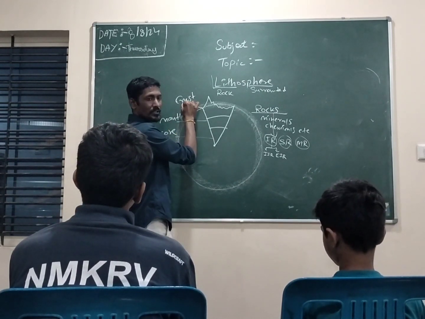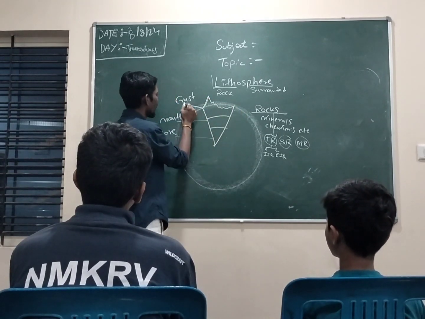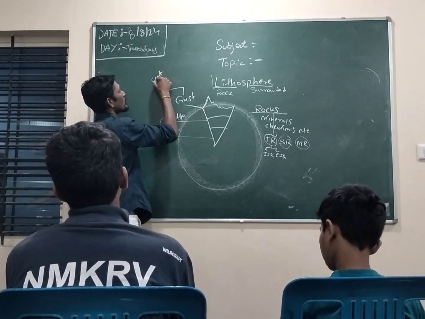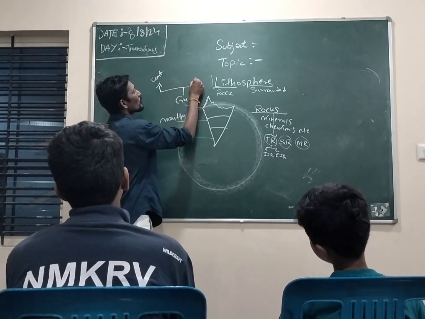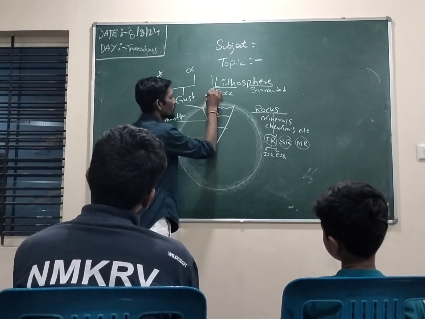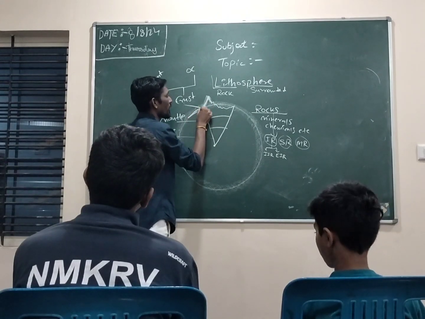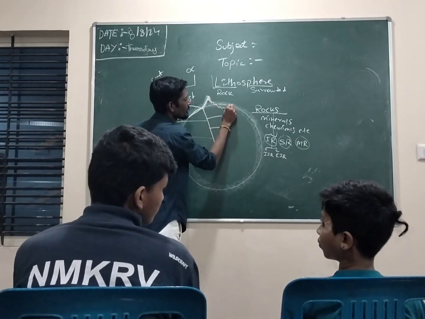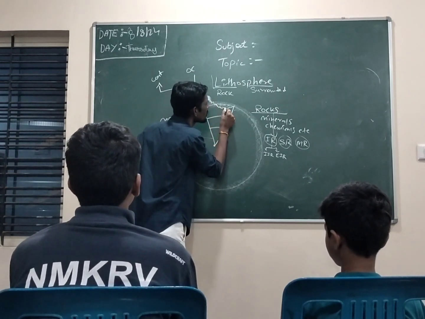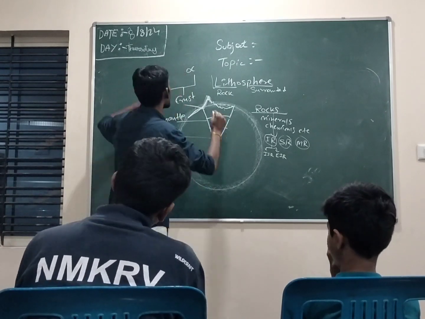Crust. There are two types of crust: continental crust and oceanic crust. Continental crust means the part of land which is on the continents. But here we have water, so inside the water, wherever there is a sea bed, this is called oceanic crust.